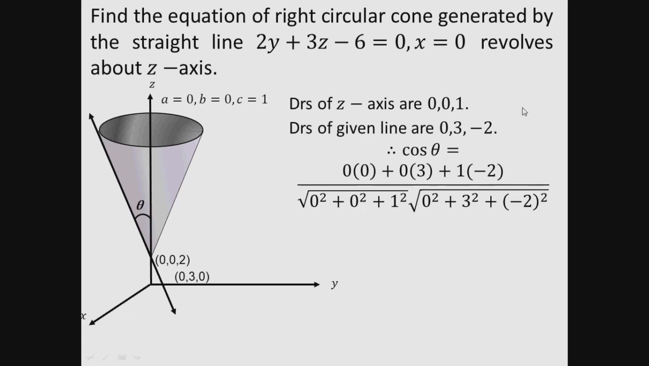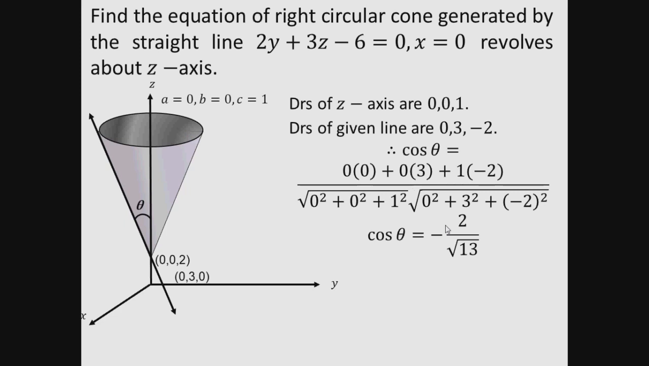0 into 0 plus 0 into 3 plus 1 into minus 2 divided by square root of 0 square plus 0 square plus 1 square into square root of 0 square plus 3 square plus minus 2 square. Okay, already in the first introductory lecture we saw how to find cos theta if we know the DRs of two lines. So making use of that, we get this. Simplify it, that gives us cos theta, that is minus 2 by root 13.